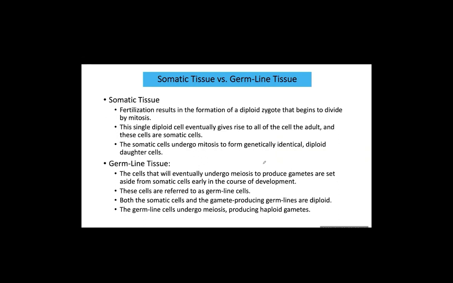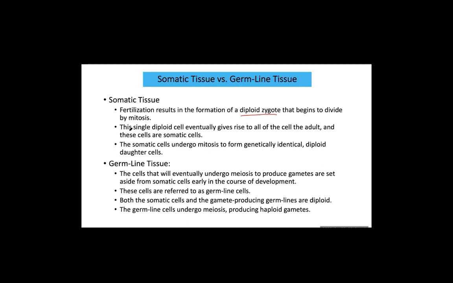The significance of mitosis lies in that somatic cells have a genetically identical configuration. Okay? That is the significance of mitosis. And if you look at it, our body is composed of somatic tissue and germline tissue. Somatic tissue can be made up by mitosis. Fertilization results in the formation of a diploid zygote that begins to divide by mitosis.